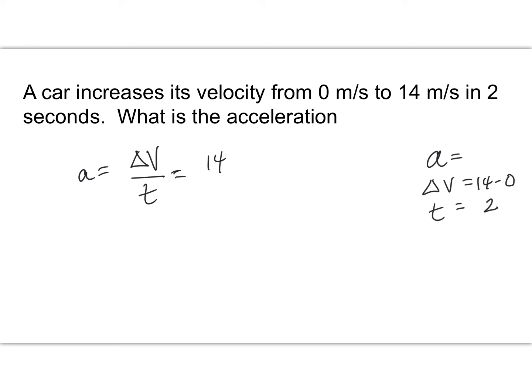Some of these you can just do in your head. Obviously, if it's got a 0, you can do that in your head. You're going to take your change in velocity, your 14 meters per second final, minus your 0 meters per second initial, divided by the 2 seconds in which this change occurred. That's going to give us a positive acceleration of 2 meters per second squared. So that's it. They're really not that much more complicated than anything else that we've done.